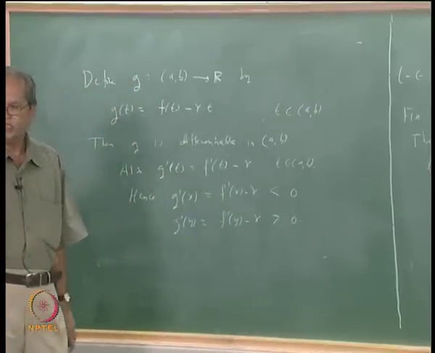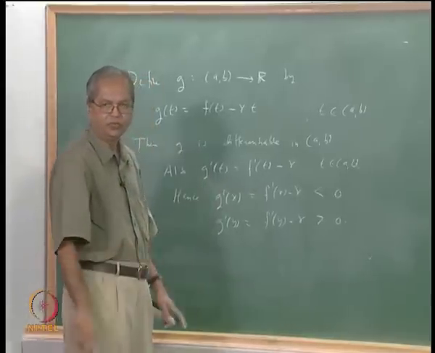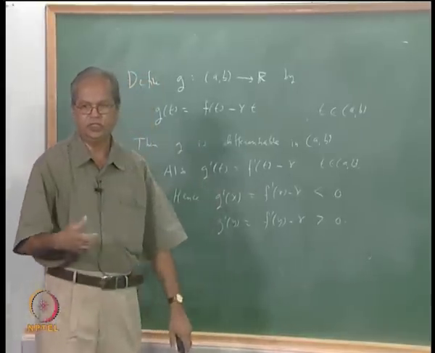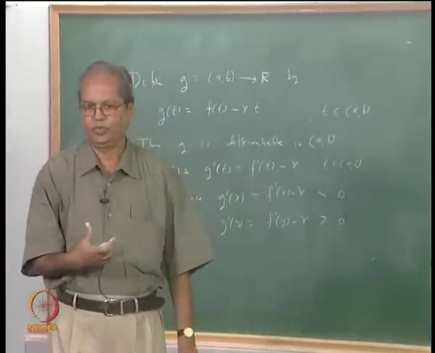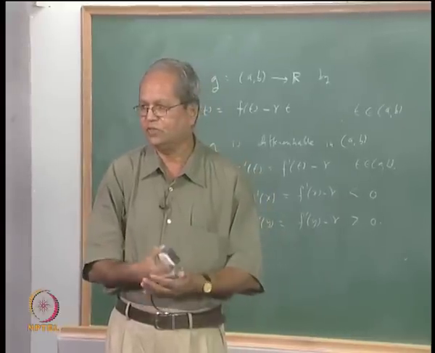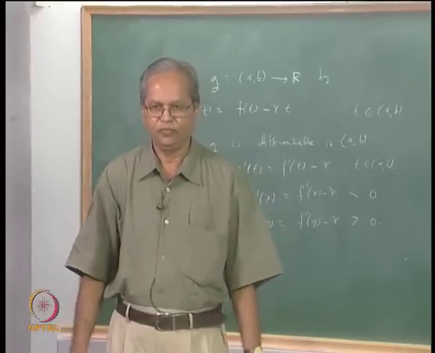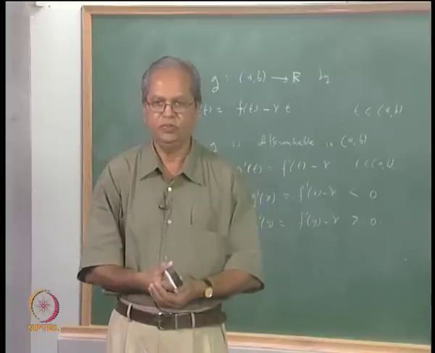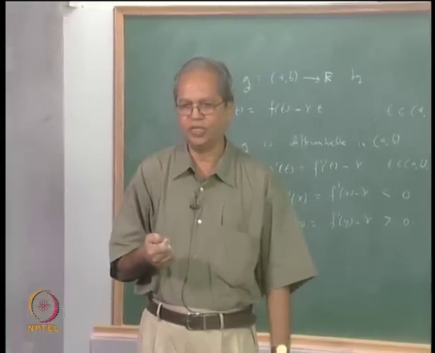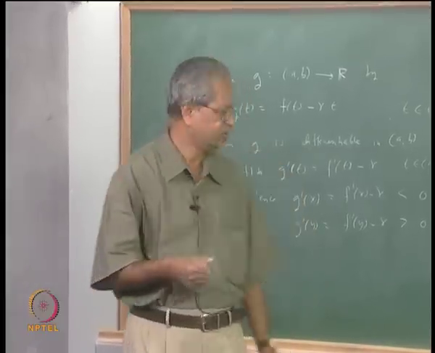Now our argument is as follows. Look at this function g in the interval x to y. G is differentiable in AB, and hence it is also continuous in AB, and hence continuous in the interval x to y. That is a compact set. So every continuous function on that compact set must have a minimum.